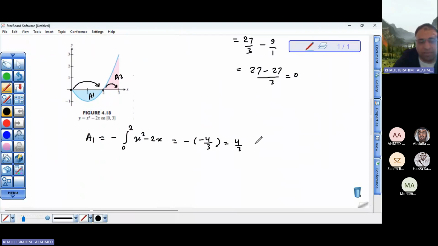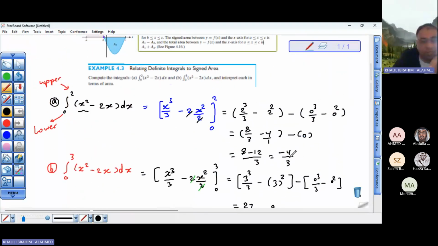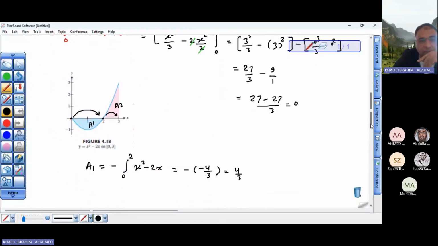The integration may be negative or positive, no problem. But the area you should always take positive. Here the integration is negative 4 over 3, no problem, because this is integration. But if we need to calculate the area, it should be positive.